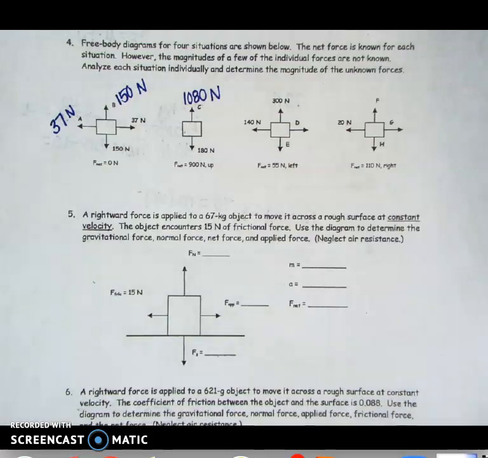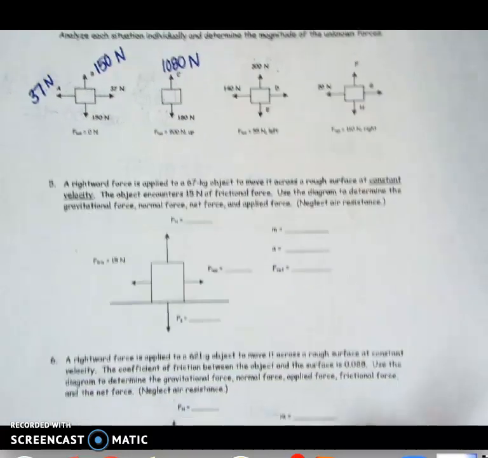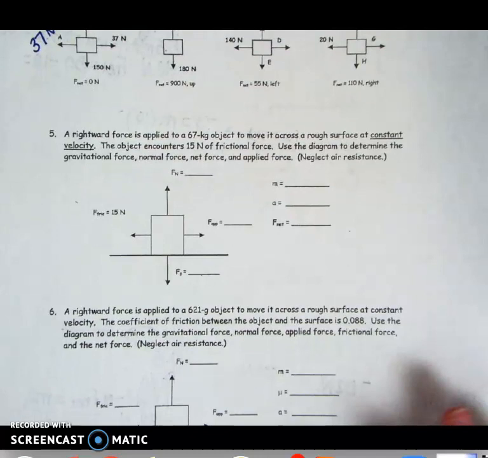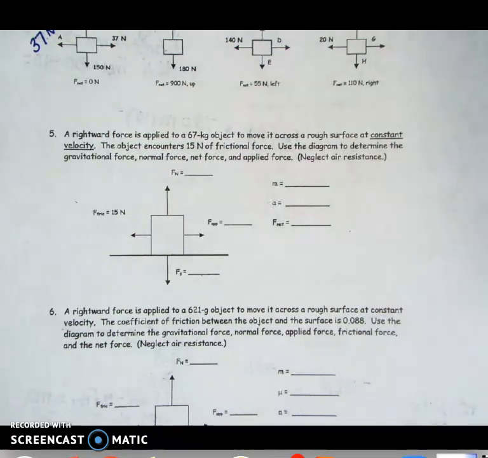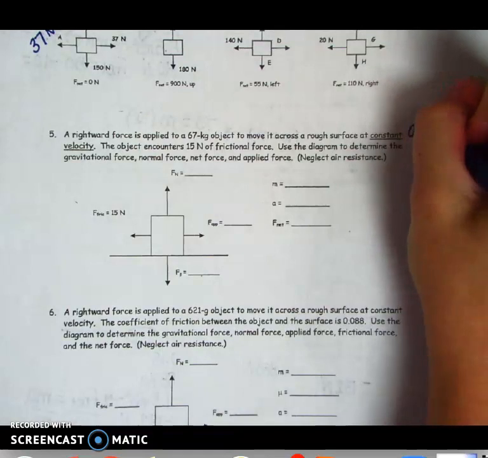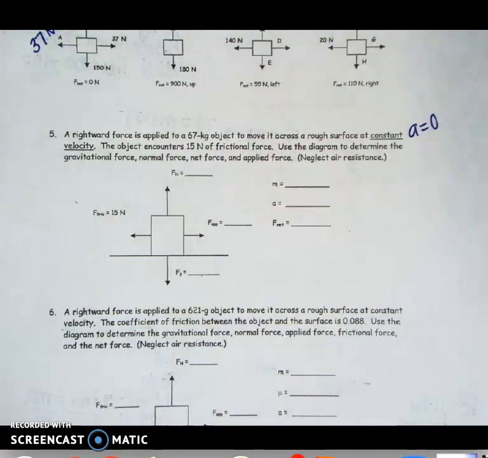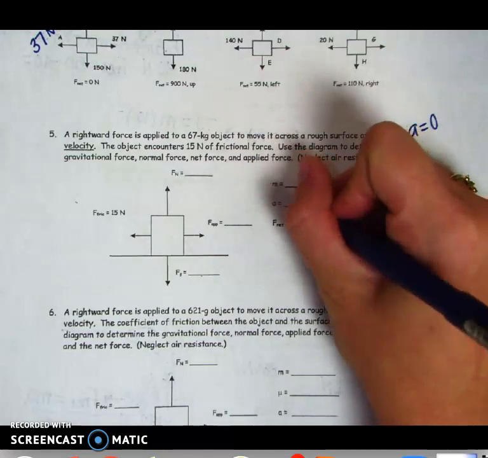But I did want to get to number 5, because 5 and 6 kind of work the same way, but these mention having a constant velocity. And so if you think back to Unit 1, when we hear that word constant velocity, we should automatically think no acceleration. Because remember, the acceleration is the change in velocity, and if velocity is not changing, we're not going to have an acceleration. So we could go ahead and fill in our acceleration as 0.